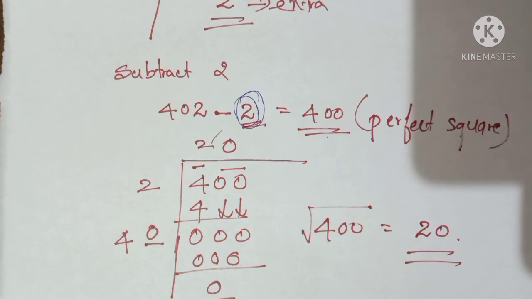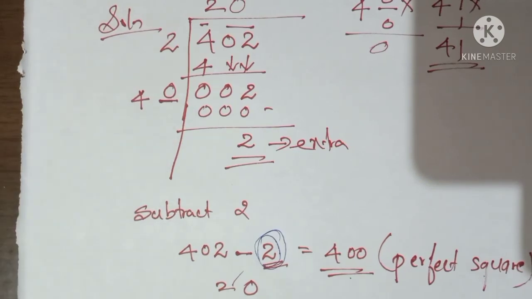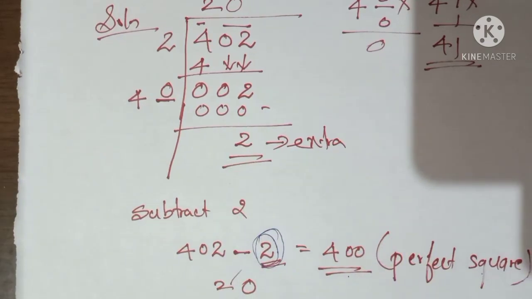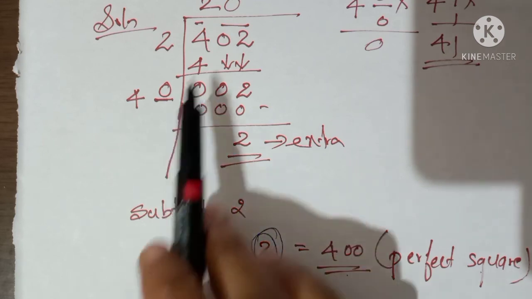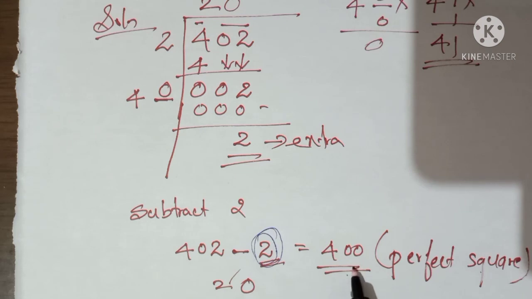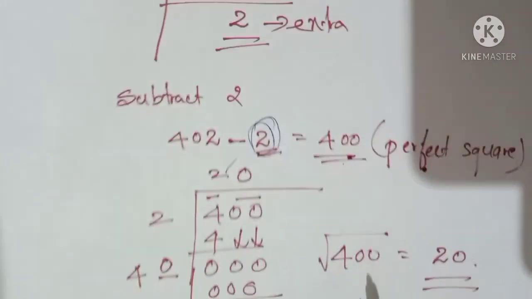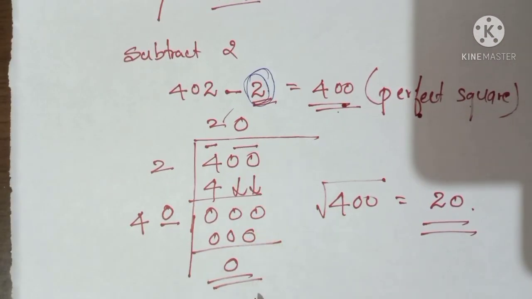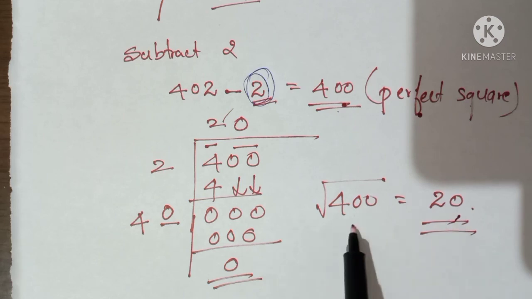In the question it is given that we want to subtract. The given number is not a perfect square, so we want to obtain a perfect square number by subtracting one number. How will we find that number? By using this long division method we will find the number. 2 is an extra, or we can say it's a remainder. So we subtract 2 from 402 and get the answer 400, and 400 is a perfect square. Next, for this 400 we have to find the square root value. By doing the long division method we have found the value for 400.